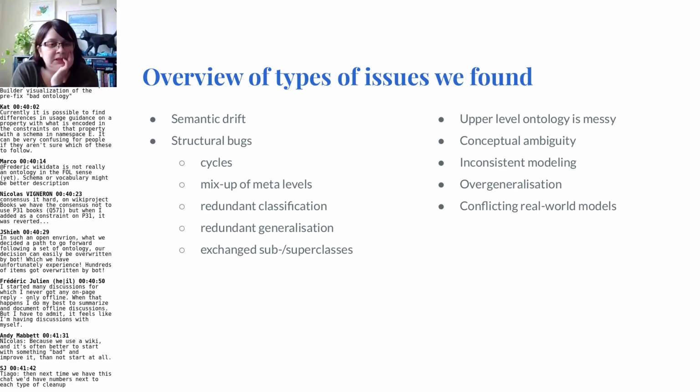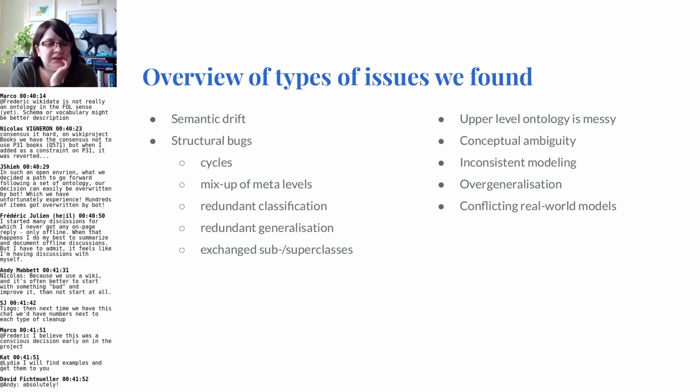How do we go forward with following a set of ontology guidelines if our decisions can easily be overwritten by a bot, which we unfortunately have experienced hundreds of times with items getting overwritten by a bot.